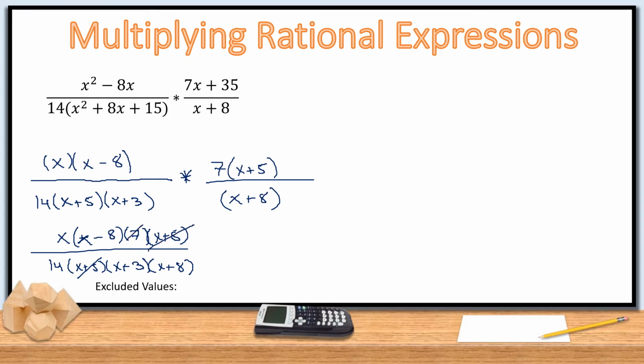And 7 will cancel down with 14. Doesn't really matter much, but it does. Okay, so then we're left with x times x minus 8, so that's x squared minus 8x, all over x plus 3 times x plus 8, so that's x squared, and then times 2 is 2x squared. We've got 3x plus 8 is 11x, so times 2 is 22x. And then 3 times 8 is 24, times 2 is 48.